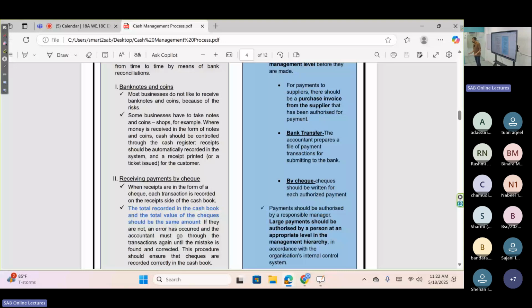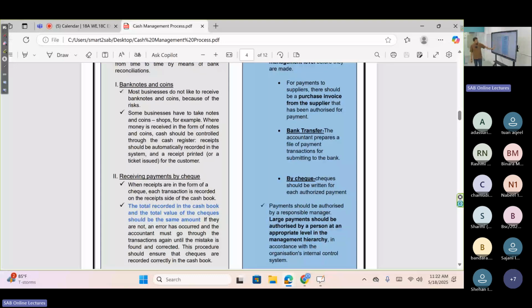Because of that, most big businesses don't like to deal with bank notes and coins. Some businesses have to take notes and coins, such as retail shops and grocery shops, where notes and coins are still used. In shops where money is received in the form of notes and coins, cash should be controlled through the cash register. Receipts should be automatically recorded in the system, and receipts printed for the customer.